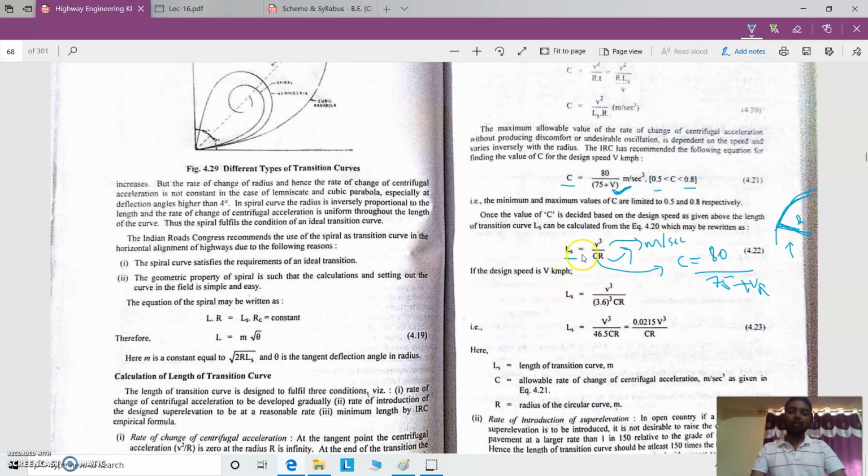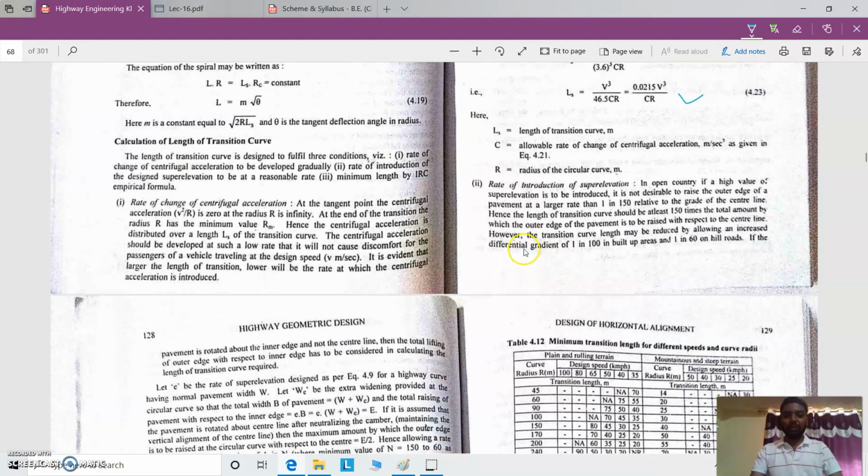Ls, the length of transition curve based on the rate of change of centrifugal acceleration, will be equal to V cube by CR. That can be converted with V in kilometer per hour by dividing by 3.6, and you will get 0.02125 V cube by CR. You may remember any one of these two formulas to calculate the length of transition curve based on the rate of change of centrifugal acceleration. Let us discuss the other two in the next video. Thank you.